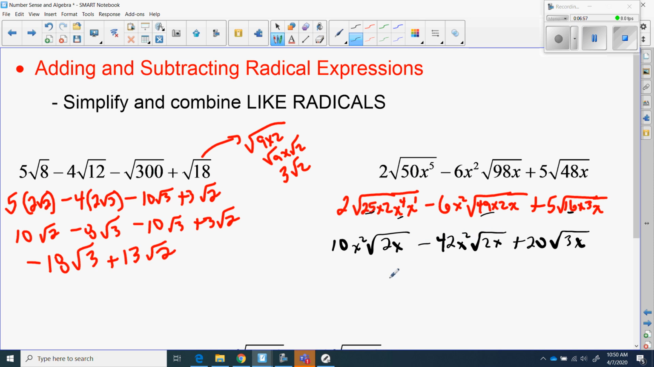So if I group those two together, I have negative 32x squared, that's these two collected, and then the radicand never changes, it just stays radical 2x. And then this one, there's no other radical 3x's, so it'll just stay by itself. And that would be your final answer.